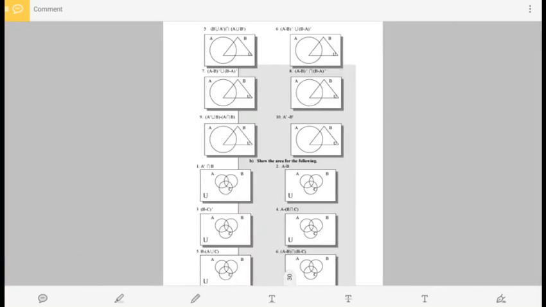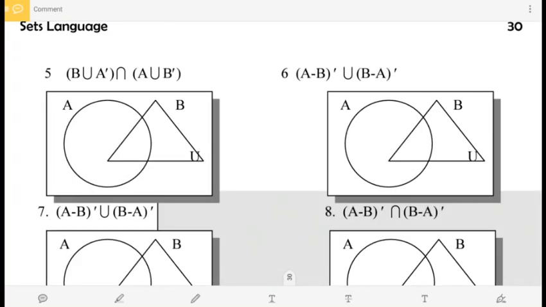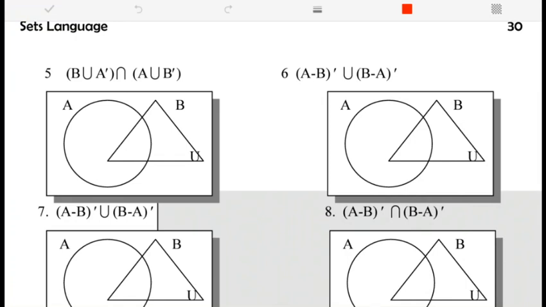Now I'll show you the answer for number 5. As I said, you label the sections of the Venn diagram. You have only two sets, so you have section 1, the outside of A and B, then 2, 3, and 4. So you have only four parts of your Venn diagram. Now start with not A and not B. Not A is outside your A, which is 1 and 4. B is 3 and 4.